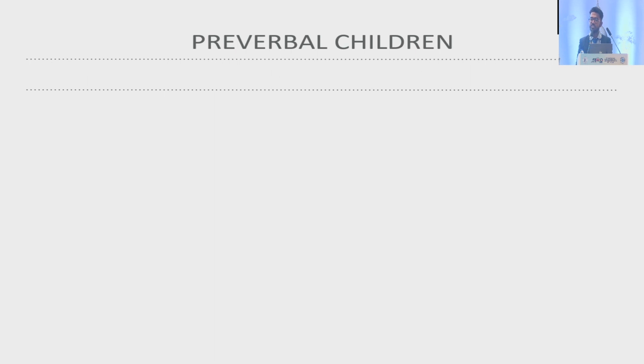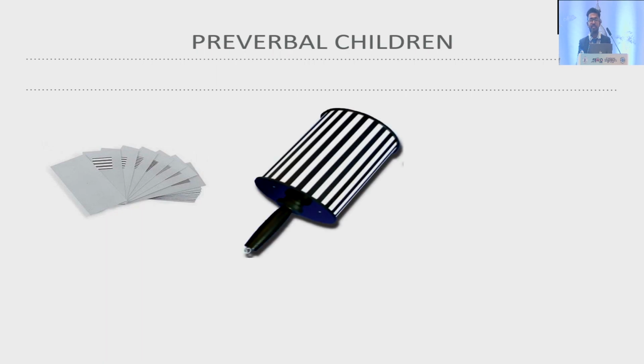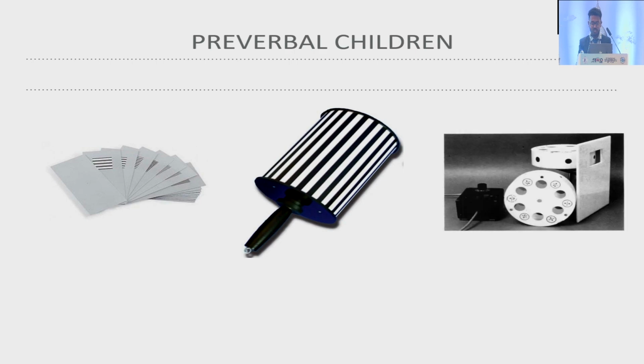Starting from pre-verbal children, that is infants, we have various techniques available with us, which include Teller's acuity chart, which is square wave gratings and based on the preferential looking principle. Then we have the optokinetic nystagmus drum, which has again gratings, and we see how fine the gratings the child is able to follow. And finally we have the Catford drum, which has dots of varying sizes, and again we look at the smallest dot which a child is able to follow.